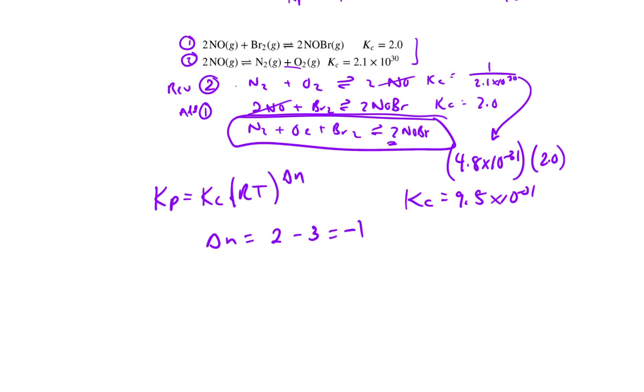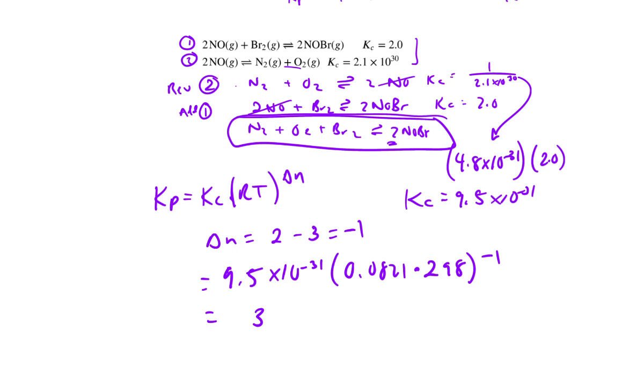And I think I messed up on my calculation in my notes. So I'll have you all tell me what the answer is. 9.5 times 10 to the minus 31 times R, 0.0821, times T, which was 298, to the minus 1. Maybe I didn't do it right. I don't know. What did we get? .89 times 10 to the minus 32. Okay. Cool. That is actually what I got. I did it right. All right, cool.